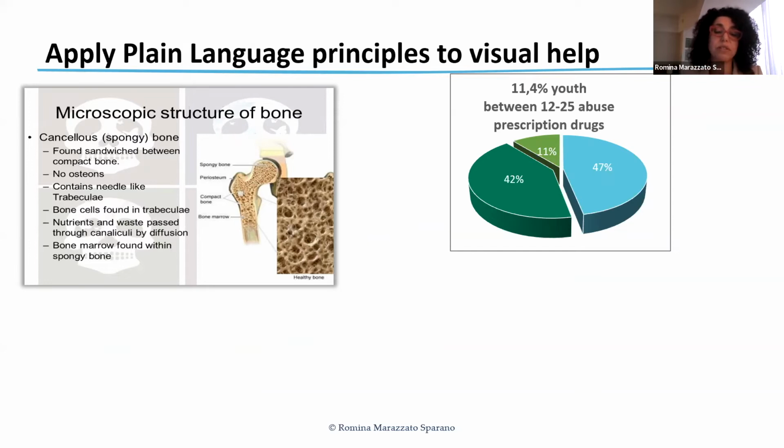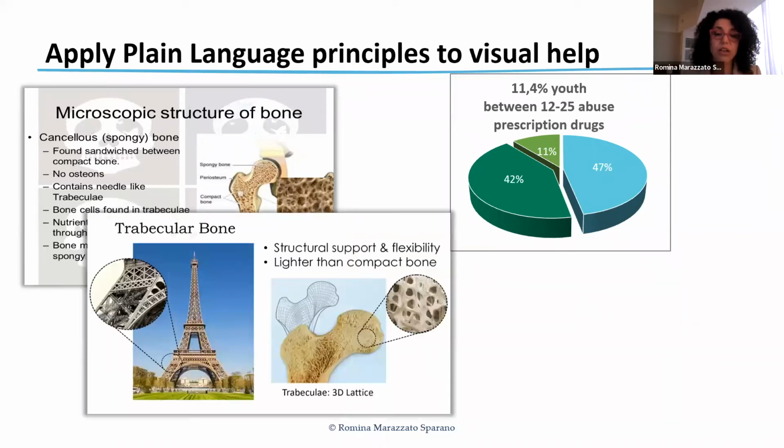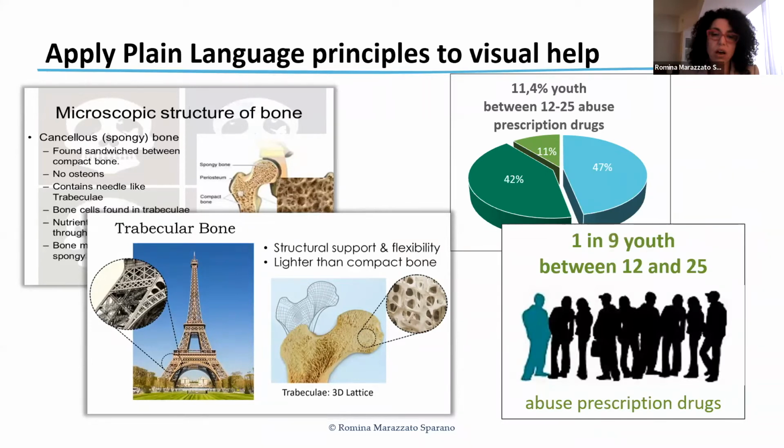In terms of adding design, we can apply plain language principles to design. So we can get rid of, for instance, the background noise of the skeletons, the skulls in the background, or the 3D of this pie chart. To clarify what we're talking about, the structure of the bone, it's a very good analogy to use the Eiffel Tower, that is an iconic architectural piece, to say this is why the bone can be so strong, or to look at percentages.